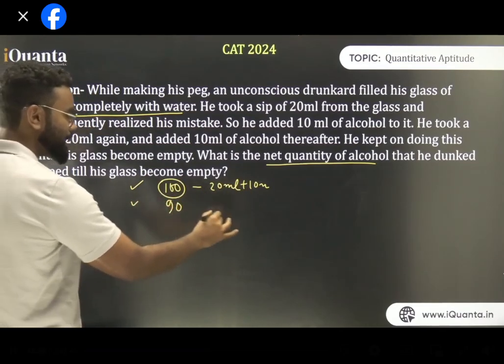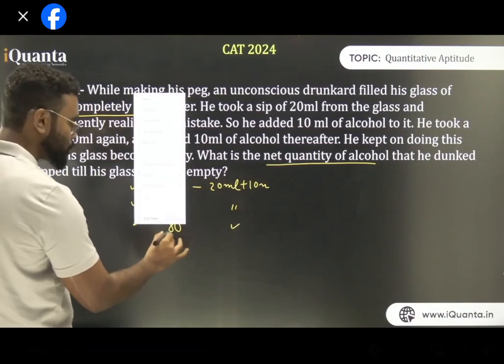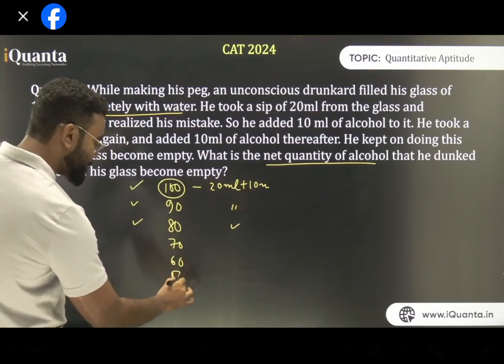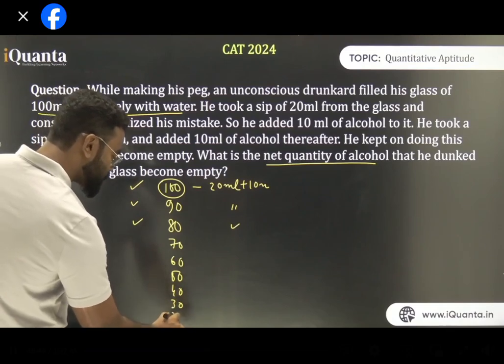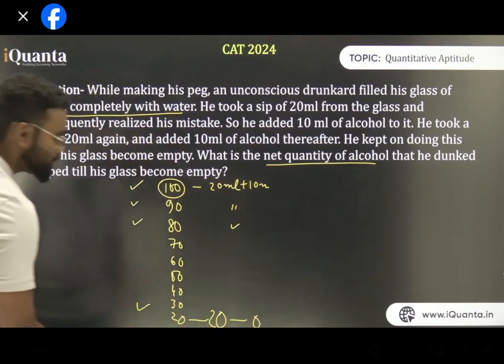90 ml, again I drink the same thing and add this, so it will become 80. Then again I do the same thing, I have drunk already, so it will become 70. Similarly, it will become 60, 50, 40, 30, 20. Now in case of 20, I already drank everything, like I already drank 20, so it will become 0. So this is like the entire case.